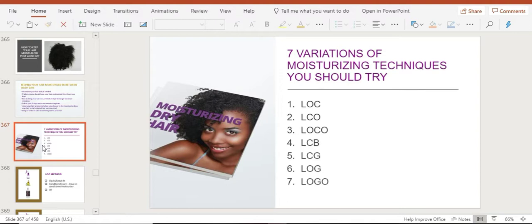All right, so the 7 variations I want to cover today are the LOC method. You've probably heard about this method a lot. The LCO method, you have also heard about that. The LOCO method, I know it sounds loco. The LCB method, the LCG, LOG, the log method, and the logo method.